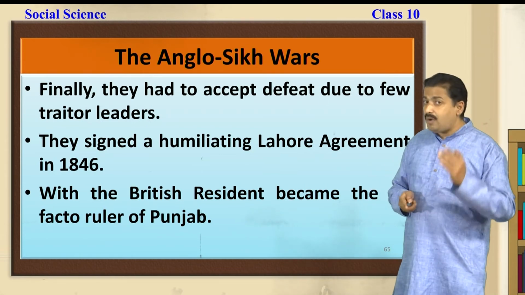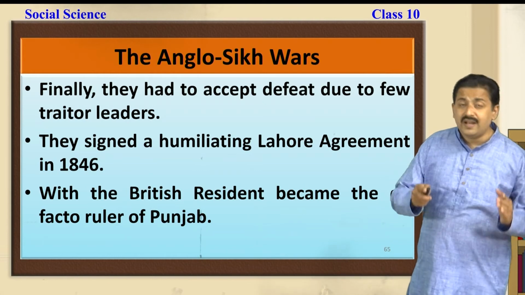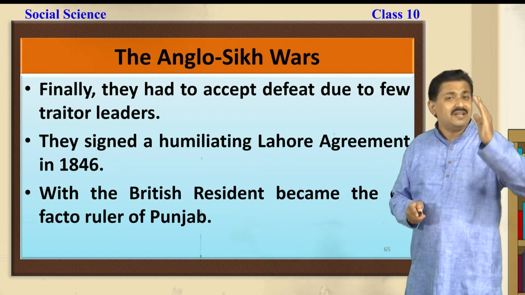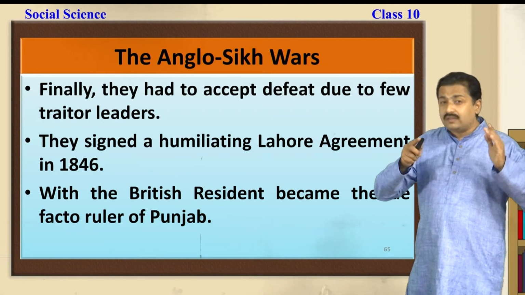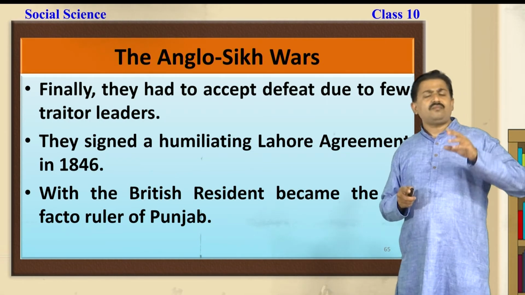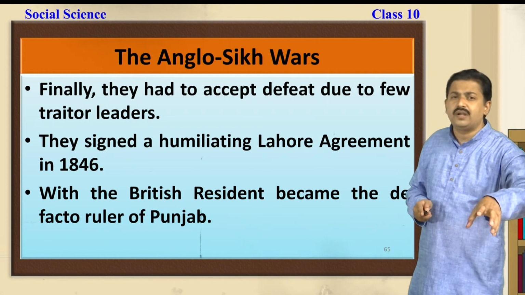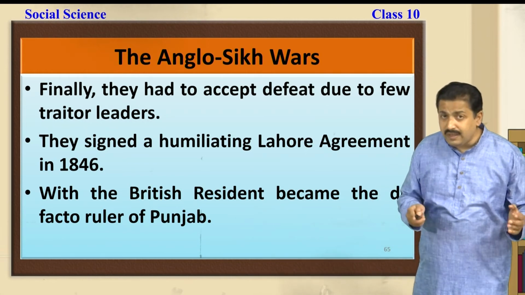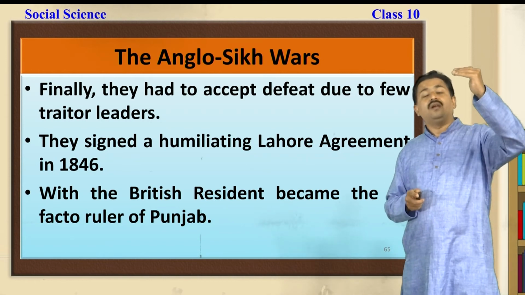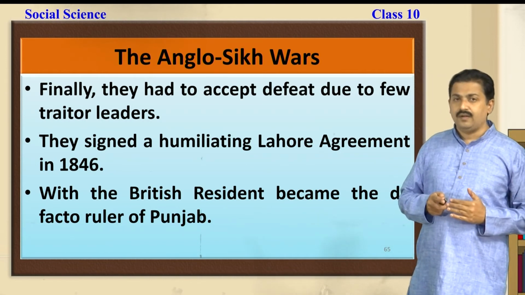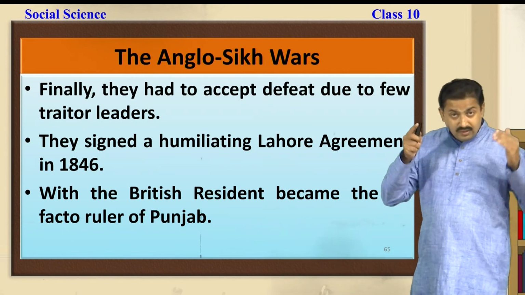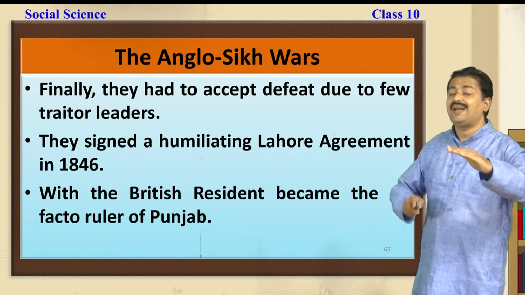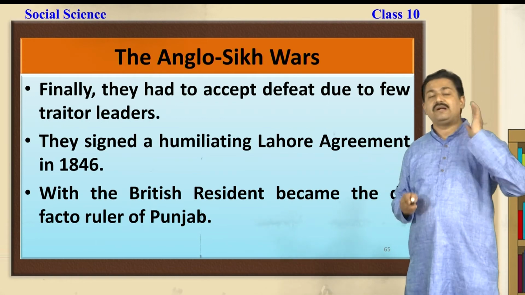Later, Punjab signed a humiliating Treaty of Lahore. The Lahore agreement was signed in the year 1846. This led to the direct influence of the British over Punjab, and they had to lose many places, particularly Kashmir. In addition to this, the agreement made the British appoint a resident as a de facto ruler of Punjab.